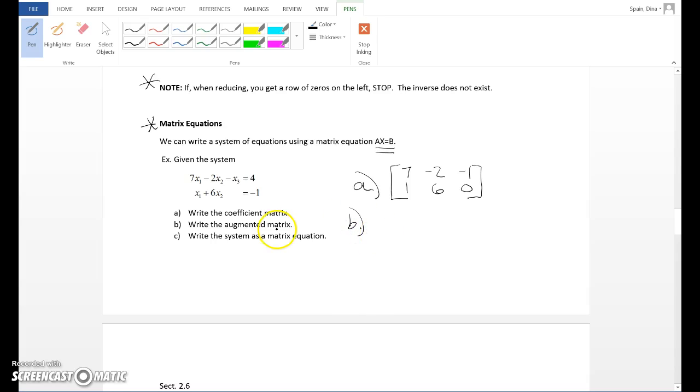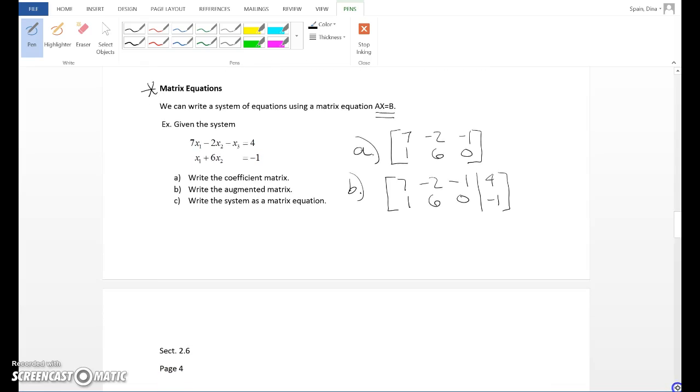Part B, same thing, augmented. This augmented matrix is going to be augmented with the right-hand sides. We've done those. So you start with your coefficient matrix, and we're going to augment it with the right-hand sides. There's a 4 and a -1. Alright, that's the augmented matrix. I'm actually going to put the matrix equation down so I can have a little room.